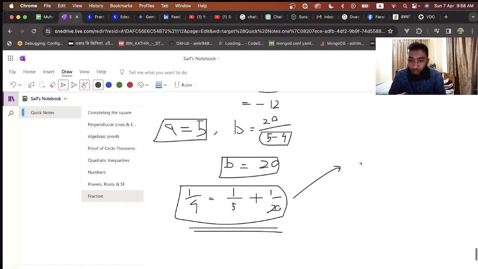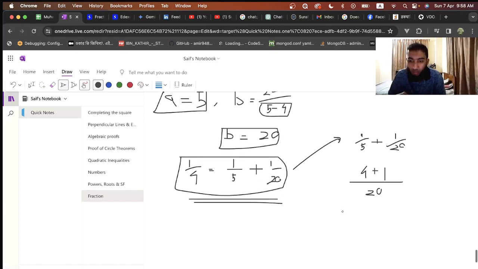Let's check whether 1 by 5 and 1 by 20 actually result in 1 by 4 or not. If I add 1 by 5 and 1 by 20, we get what? 5 and 20 have a common multiple of 20. So 5 4s are 20, 4 plus 1 is 5, so we get 5 by 20.